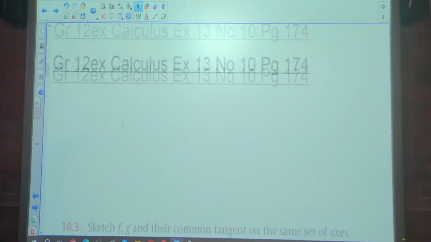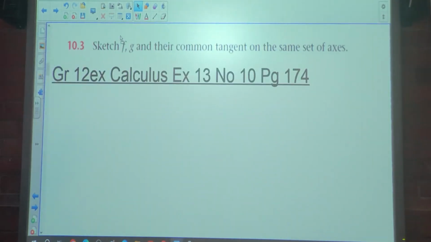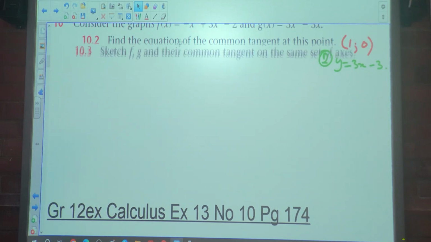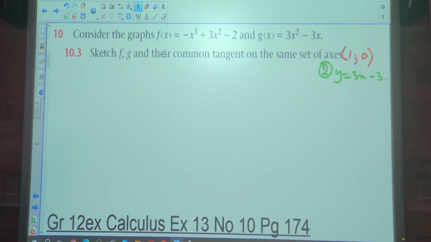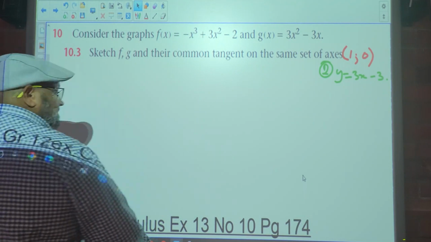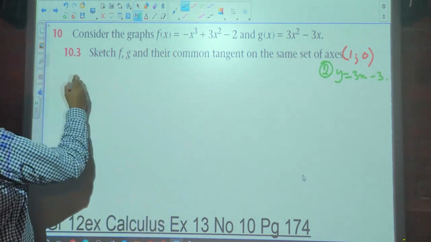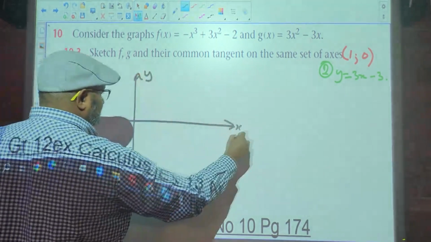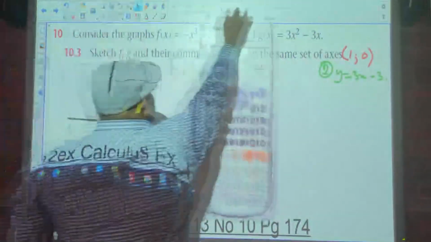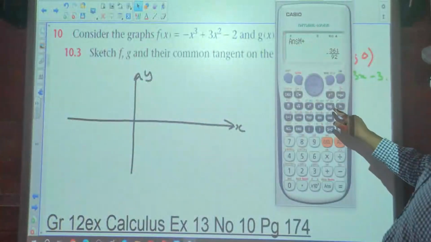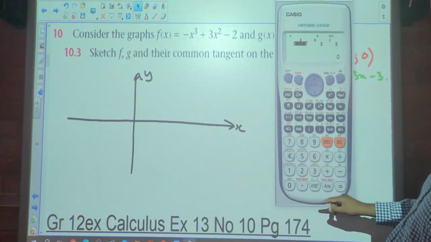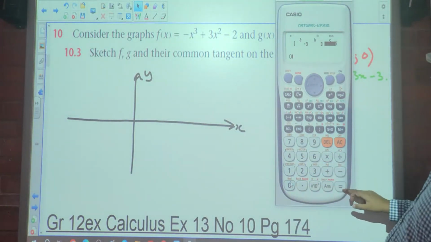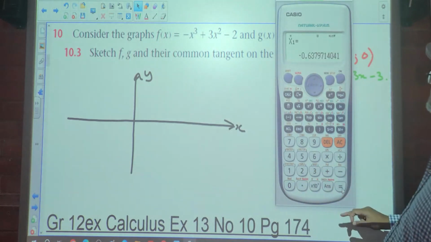Alright, next. Sketch a graph of f and g and the common tangent on the same set of axes. Okay. So let's go. So the f of x graph is going to give us an answer of shift 4. So it will be negative 3, 3, no x, and of course negative 2.